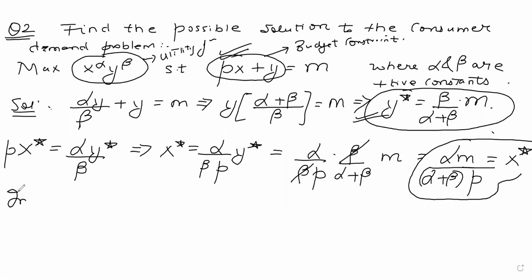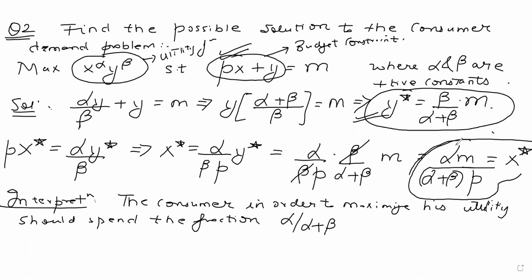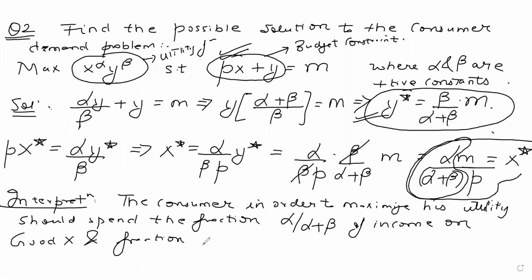Okay, so if I interpret the results, the consumer, in order to maximize his utility, should spend the fraction alpha upon alpha plus beta of the income on the first good, or I can write on good X, and the fraction beta upon alpha plus beta of his income on good Y.